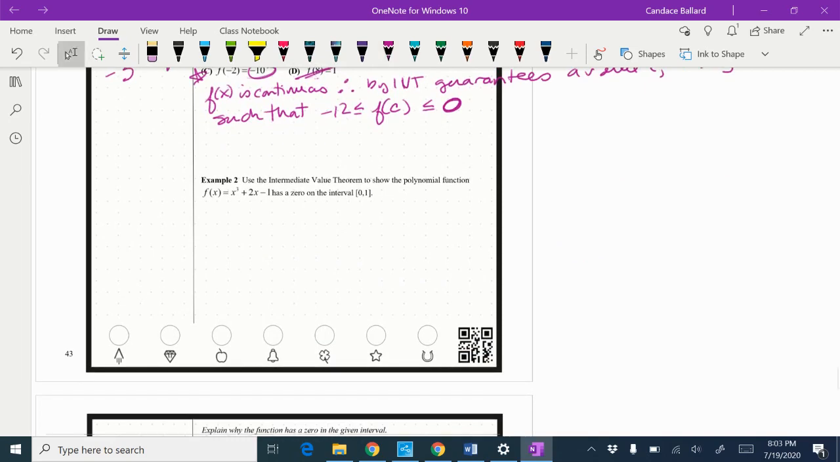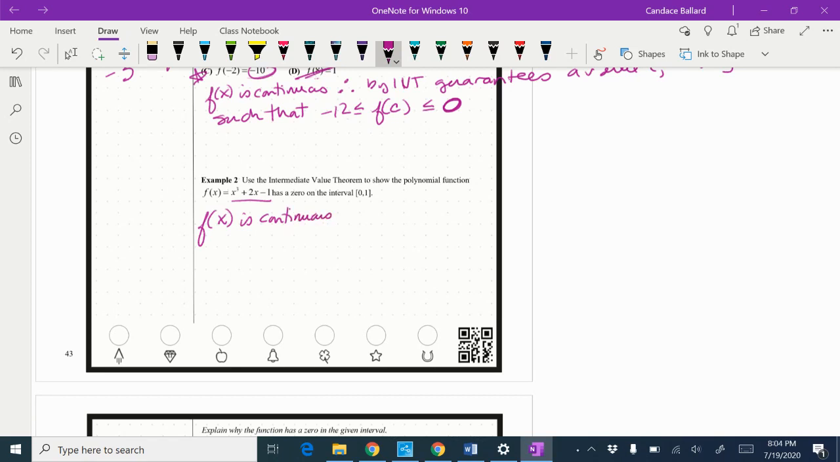All right, so now we're going to use the intermediate value theorem to show that the polynomial function f of x equals x cubed plus 2x minus 1 has a 0 on the interval from 0 to 1. So whenever you do these problems, the first thing you need to do is state that the function is continuous, and it should be. If it's not continuous, then you cannot use the intermediate value theorem on this. So we know that this is a polynomial, so it's continuous because it's a polynomial. So you just say f of x is continuous.